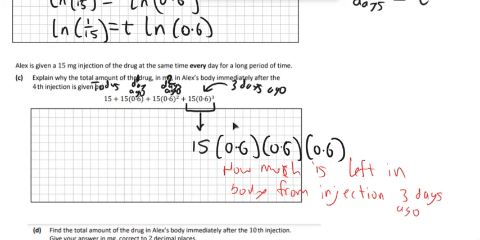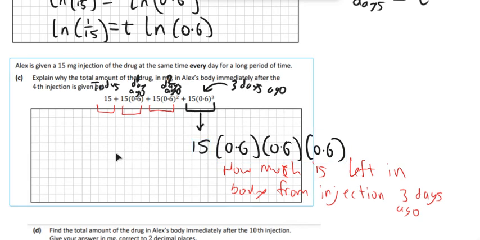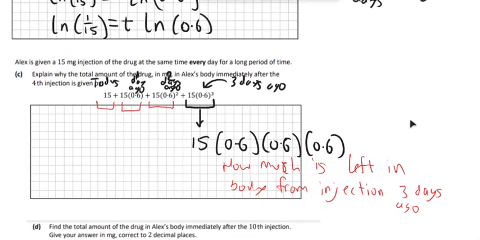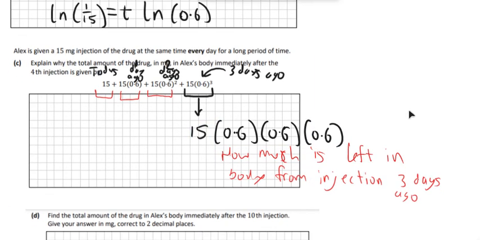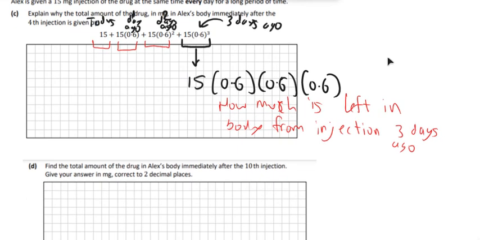From 3 days ago, and then you could write in the same for this one. So this would be how much is left in his body after the injection from 2 days ago, and this is how much is left in his body from the injection yesterday, or one day ago, and this is how much is in his body from the injection just now, or just today. So you could write something like that with each of those, or you could explain all that in English in just sentences, so it's up to you. The question just asks to explain it, really. So that's the logic behind it.